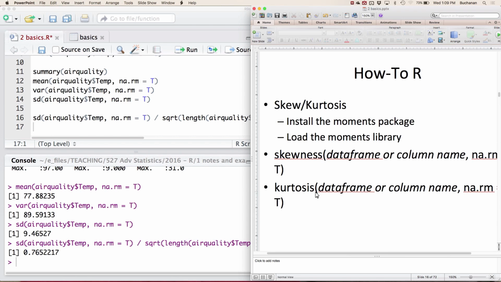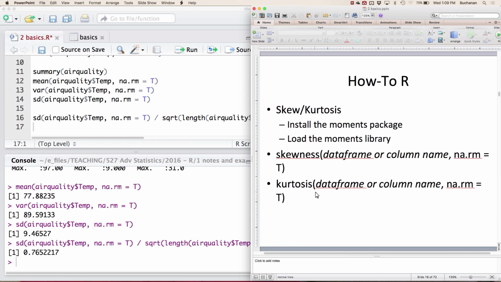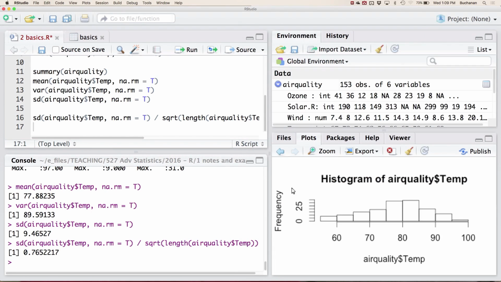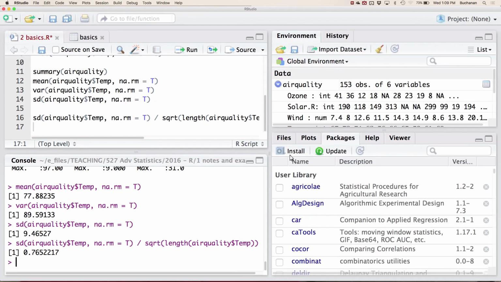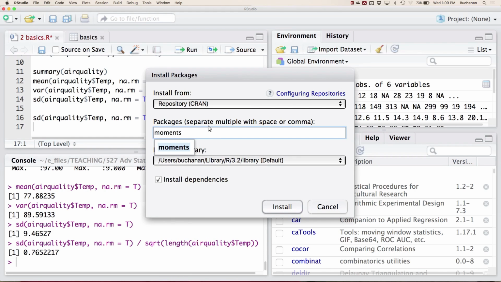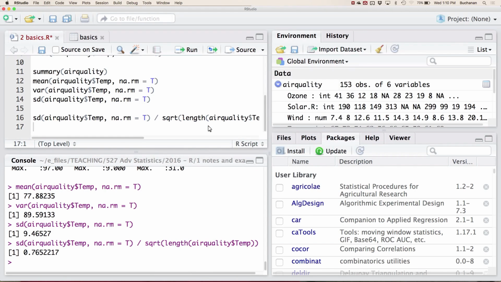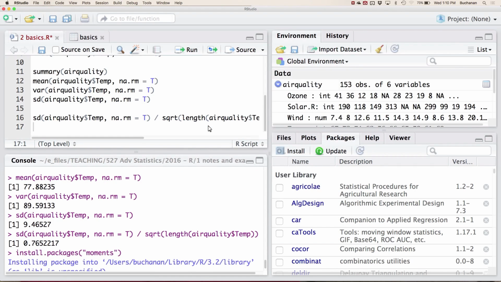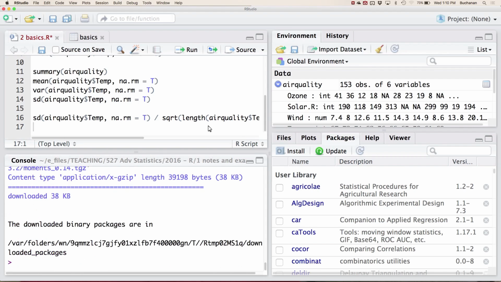So how do I get skew and kurtosis? Let's see if this column is skewed. Temperature is pretty normal, so let's see how normal it is. We're going to have to install the moments package. I already have that on my computer, but you would click packages, install, that's moments. So let that bad boy install. And if you already have it on your computer and you install it again, it just overwrites it, it's not a big deal.